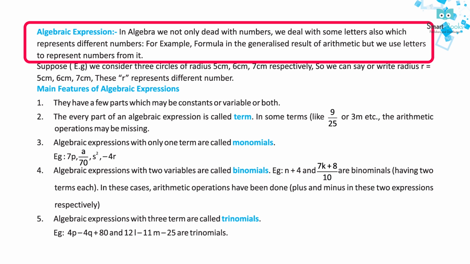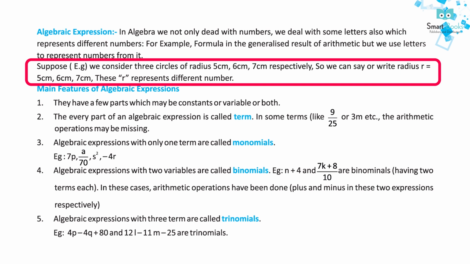Algebraic expression: in algebra, we not only deal with numbers, we also deal with some letters which represent different numbers. For example, a formula is a generalized result of arithmetic, but we use letters to represent numbers in it. Suppose we consider 3 circles of radius 5 cm, 6 cm, 7 cm respectively. So we can write radius r equals 5 cm, 6 cm, 7 cm. Here r represents different numbers.